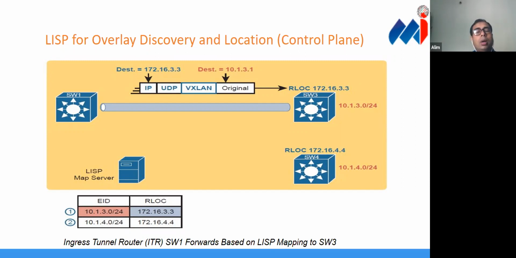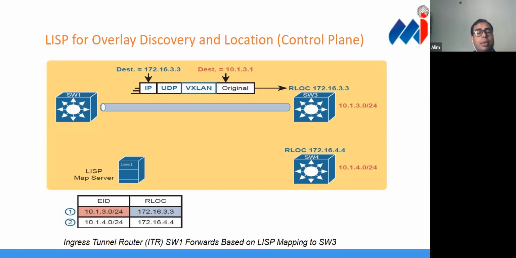Now, what the LISP map server actually does is keep a database. The endpoint identifier network 10.1.3.0/24, where is it connected? It is connected to RLOC 3, switch 3. What is the IP address? 172.16.3.3. And what about 10.1.4.0/24? It is also connected to 172.16.4.4. Okay, it is a database.